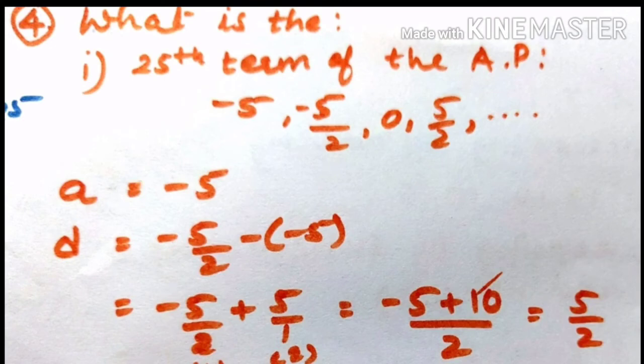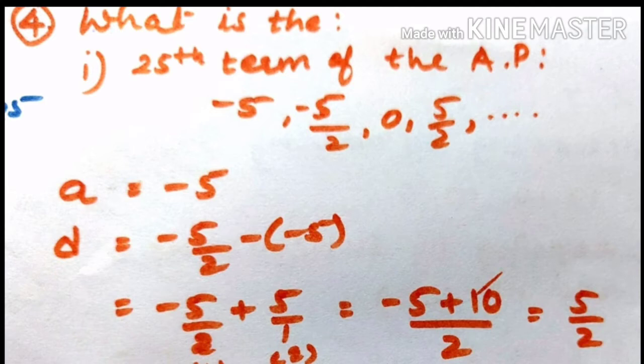In the last video we started our chapter number 9, arithmetic progression, in which we studied what is a sequence, series, and then arithmetic progression or AP. We also learned formulas: how to find the nth term formula, and how to find d, that is the common difference. Now let us continue with our exercise 9A question number 4.